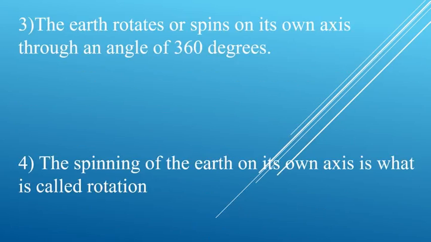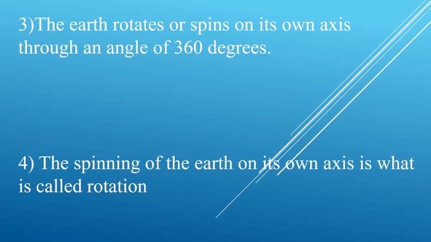The Earth rotates or spins on its own axis through an angle of 360 degrees. Point 4 says the spinning of the Earth on its own axis is what is called rotation. The Earth does two movements as it moves around the sun. The first movement is rotation. So as the planets move around the sun, including the Earth, they do two movements. The first one is rotation and the second is revolution.